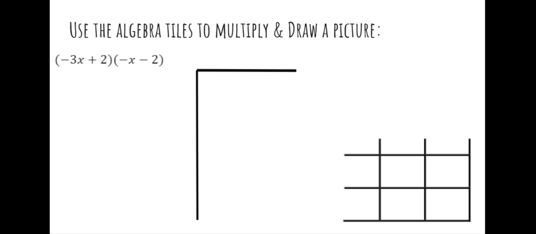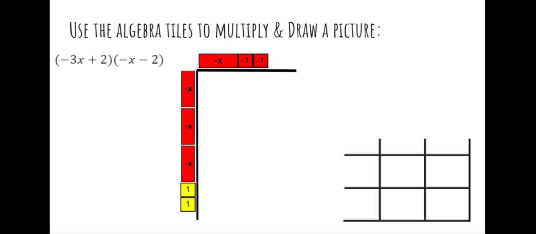So we've got negative 3x plus 2, and all that is being multiplied by negative x minus 2. So I'm going to fill in the side with our negative 3x plus 2, and then I'm going to fill in the top with our negative x minus 2. Now, I'm going to go row by row, so you're going to see a bunch of spinning things.